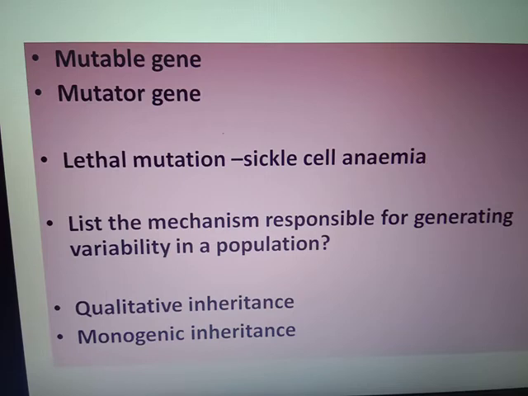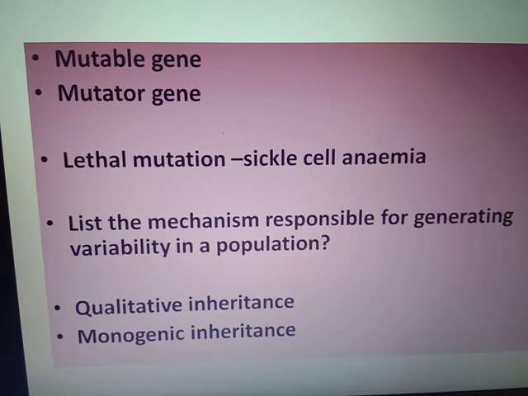Mono means single. That means this is a type of inheritance of a quantitative character, controlled by a single gene. So that was qualitative inheritance, and next is monogenic inheritance. Okay, monogenic inheritance is a part of the quantitative inheritance. Don't get confused between qualitative inheritance and monogenic inheritance. Monogenic inheritance is a type of quantitative inheritance where there occurs the action of a single gene.